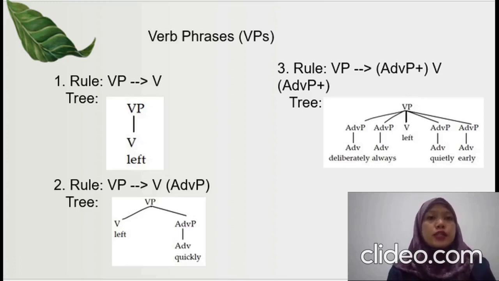the action is performed. The third rule indicates that a verb phrase may consist of zero or more adverb phrases before and/or after the verb. In the example, the verb left is modified by the adverb phrases deliberately and quickly before it and early after it, providing additional information about the manner and timing of the action.